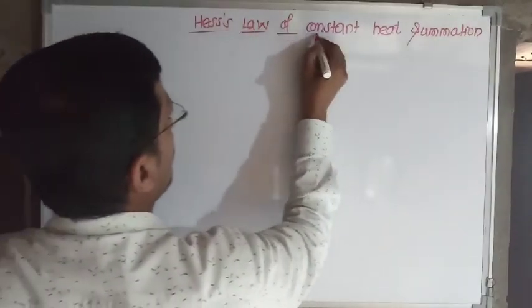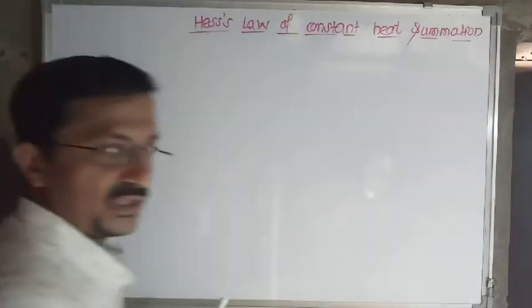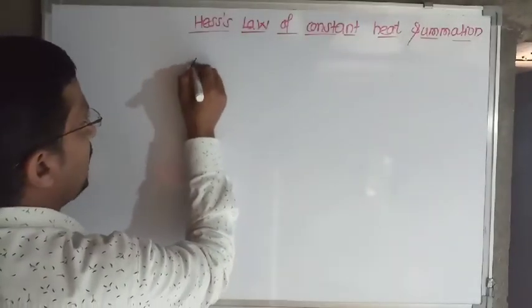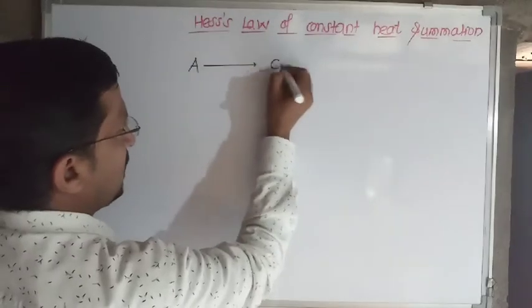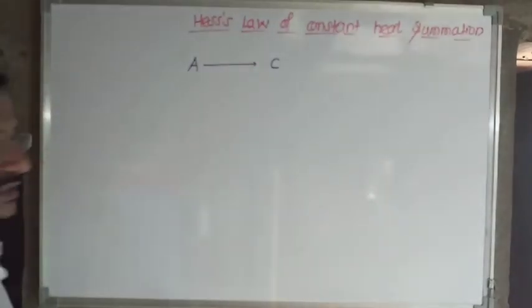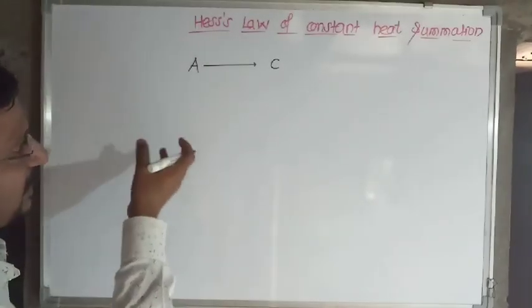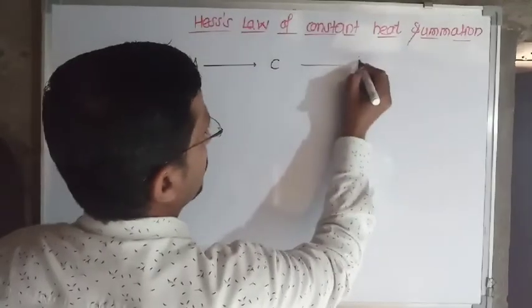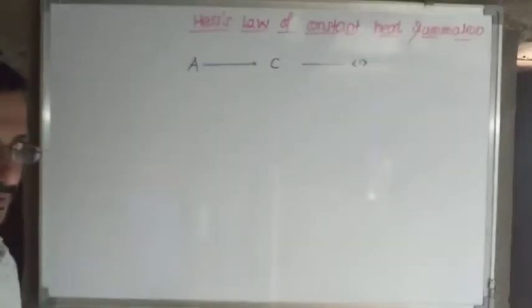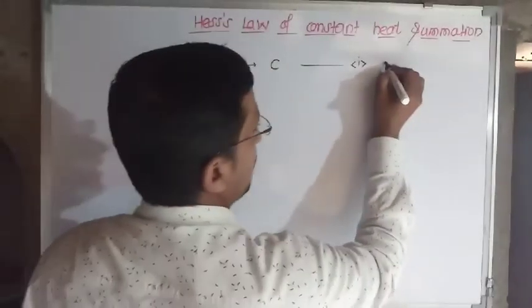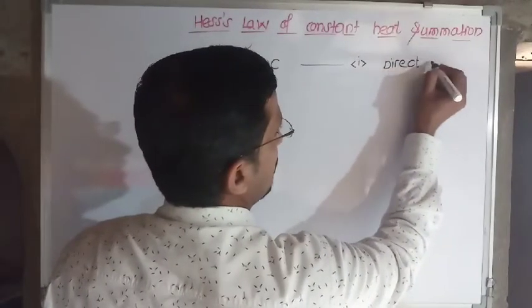So what is Hess's law of constant heat summation? First, what is Hess's law? Before that, see here. Consider a general reaction. Suppose A converts into C. It is not necessary to write the gaseous, solid or liquid state. Just consider A as the reactant that converts into C. We call this reaction number one, and this reaction is a direct conversion of reactants into products.